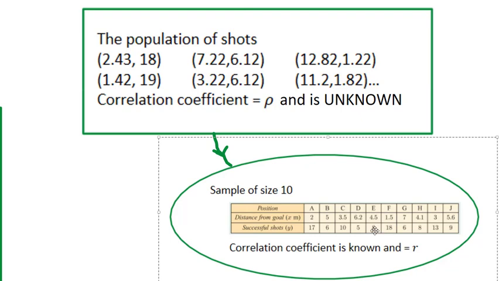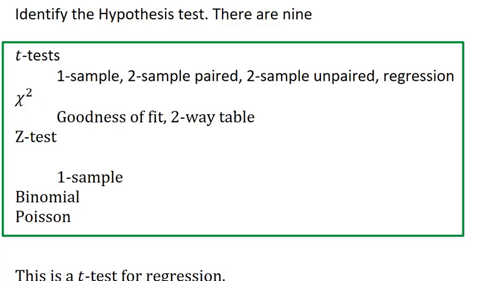So a sample cannot ever capture the whole population, and this is why we have hypothesis testing. So the first thing you always do with a hypothesis test in an exam is to identify it. There are 9.